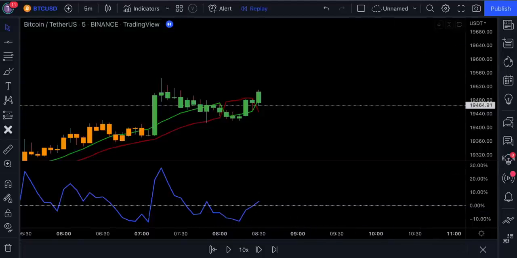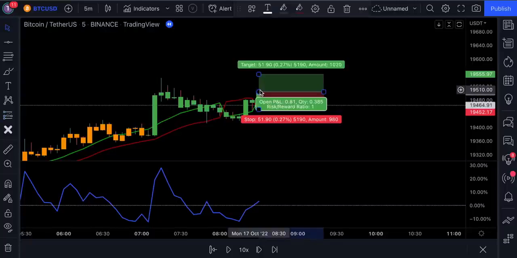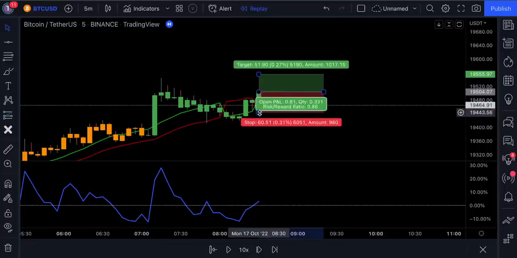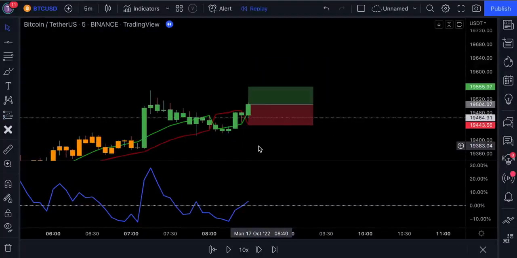Once we have these conditions met, we can go ahead and place a buy order. The stop loss can be set either at the SSL red line or at the recent swing low. The take profit target will be set at 1.5 times the risk.